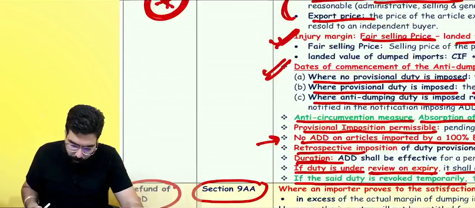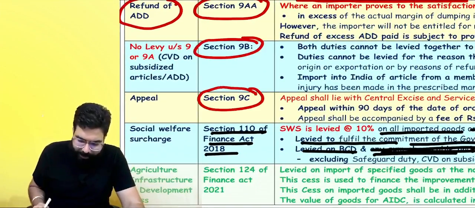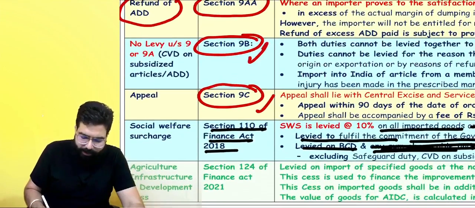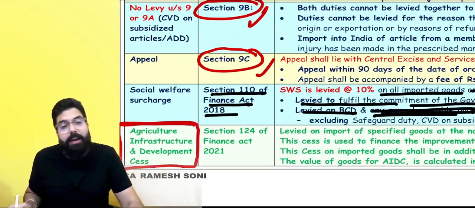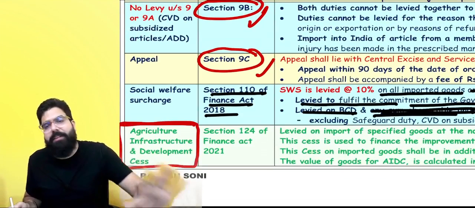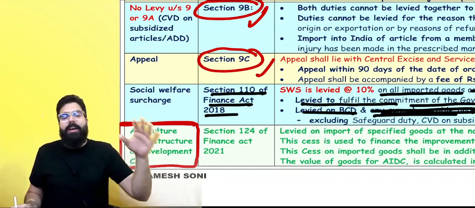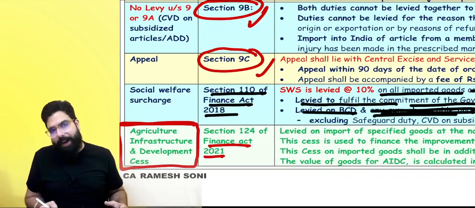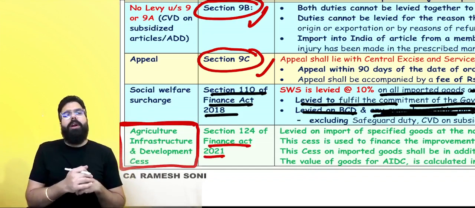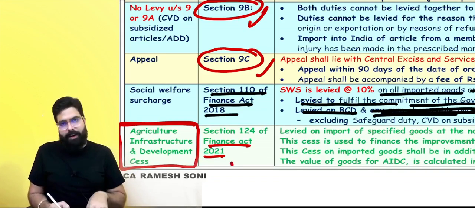Now, after this, everyone, there is section number 9B and section number 9C. These two sections you can read at home. Now, there is one more major amendment in the chapter. Agriculture Infrastructure Development Cess is being introduced by Finance Act 2021. They will not ask you a practical question, but they can ask you to write a note on agriculture infrastructure and development cess.